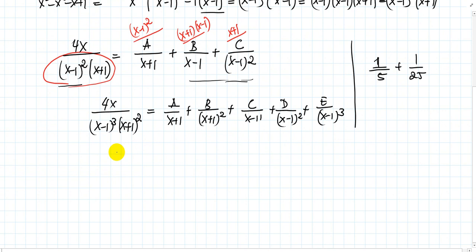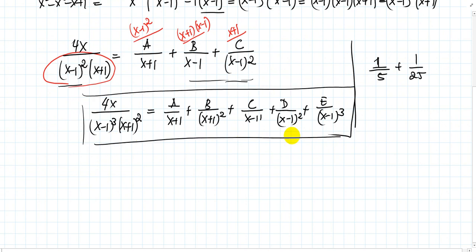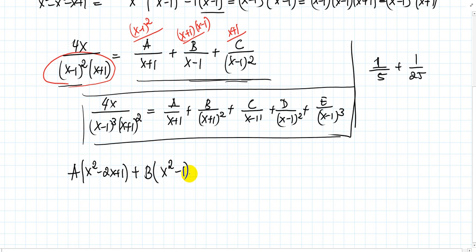So this is a different example. Let me multiply these three terms, okay? So a multiplied by (x minus 1) squared. What is (x minus 1) squared? x squared minus 2x plus 1, plus b multiplied by (x squared minus 1), plus c multiplied by (x plus 1), right? So what I need to do is write this as a polynomial, right?